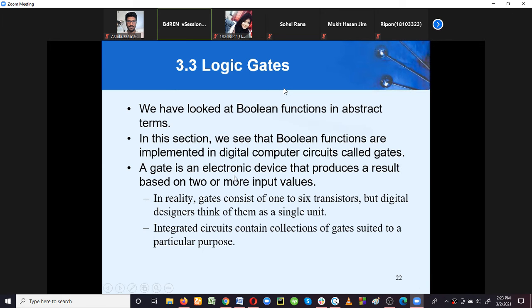So what is a gate? The definition is given here. A gate is an electronic device that produces a result based on two or more input values.